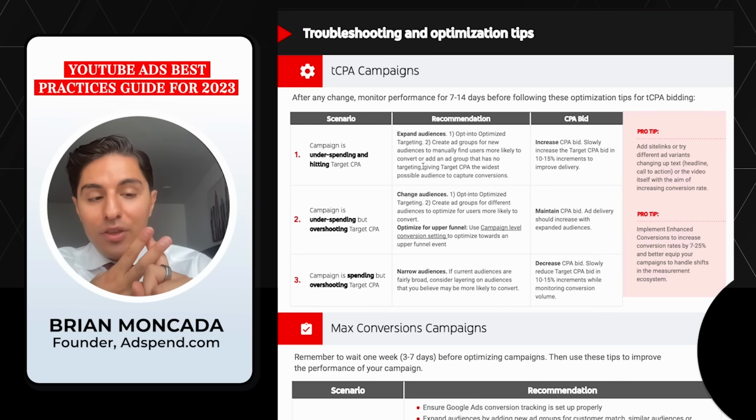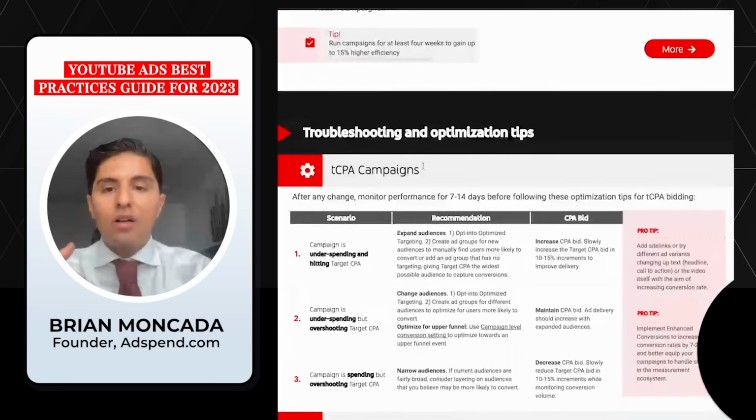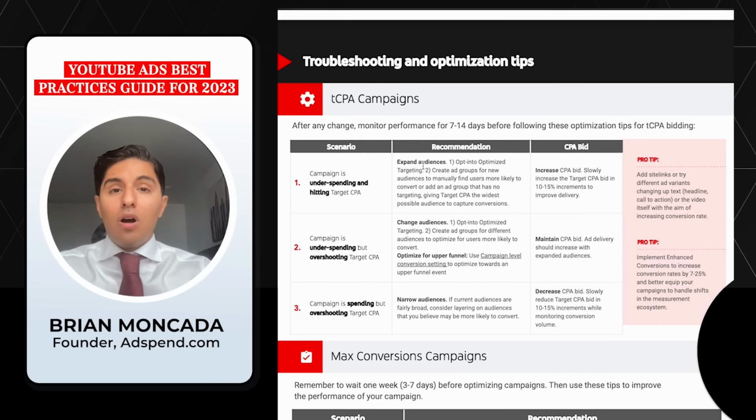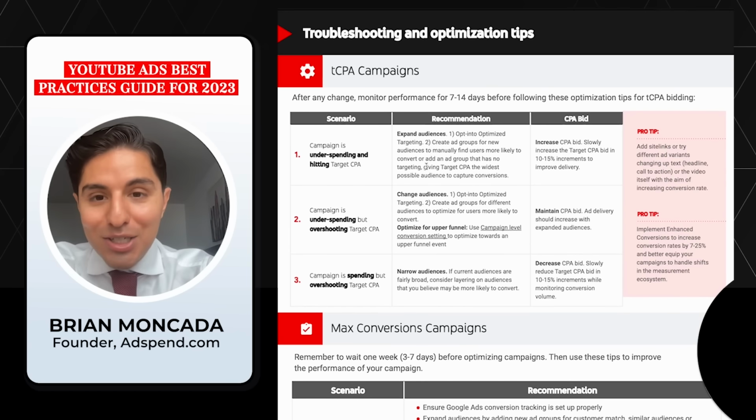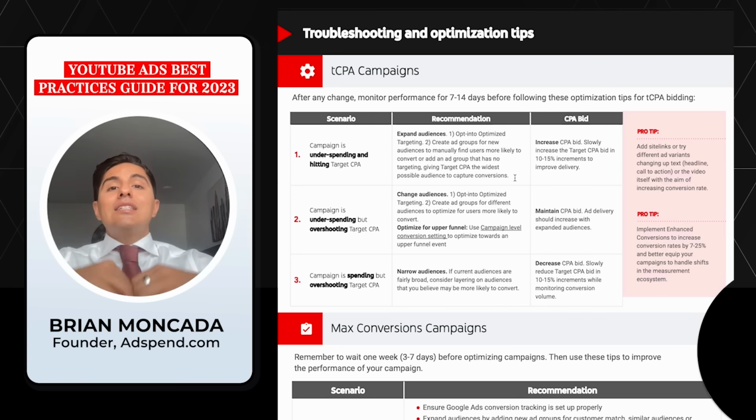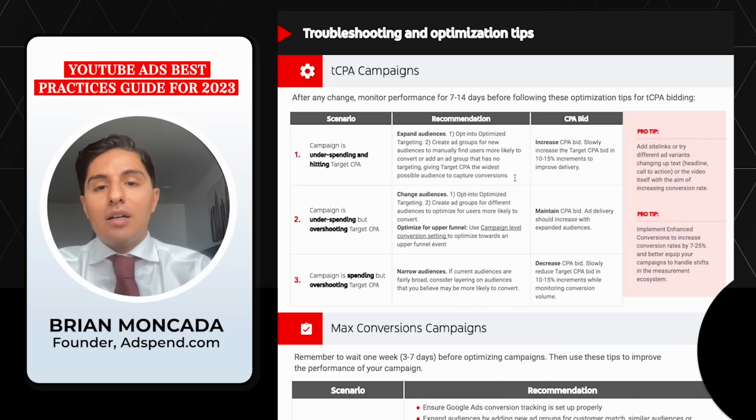You've scaled out the audiences. You've broadened out the targeting. You've broadened out the budget. You followed everything that we went over here. And now it's saying, okay, now let's go broad. Let's go broad, baby. Let's spend budget and go broad. Go no targeting, just demographics, and just give TCPA, target CPA, the widest possible audience to capture conversions.